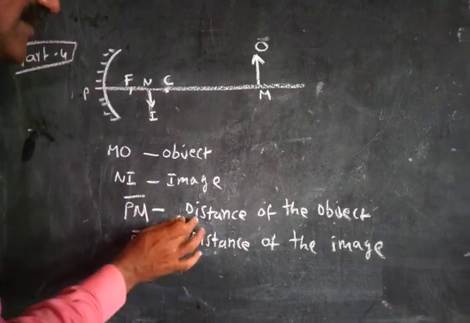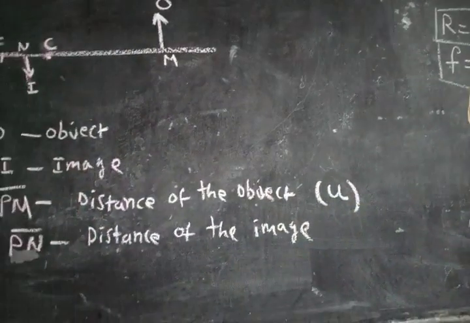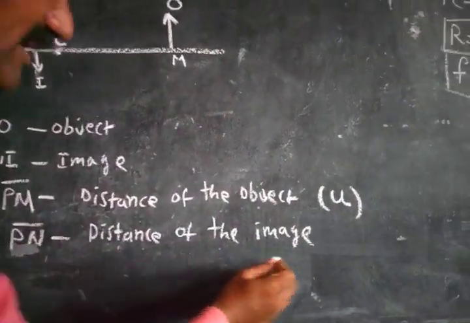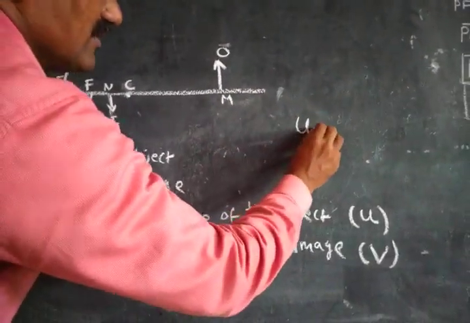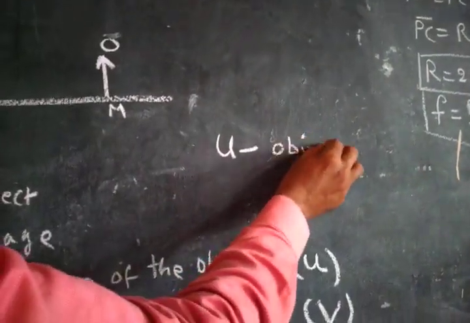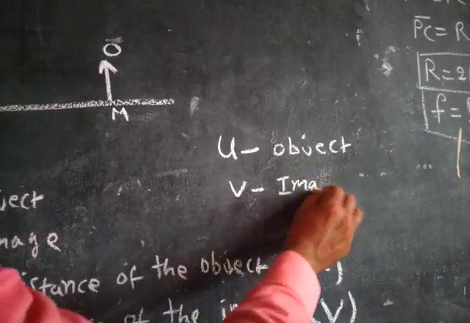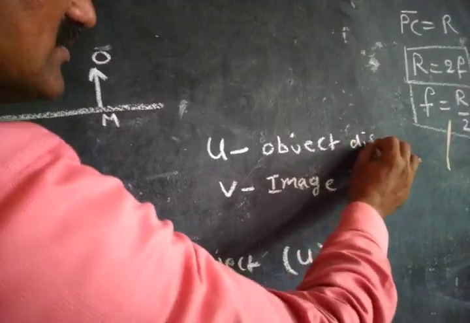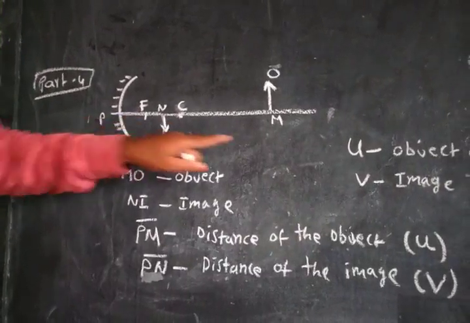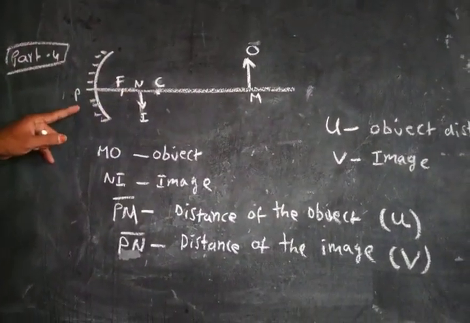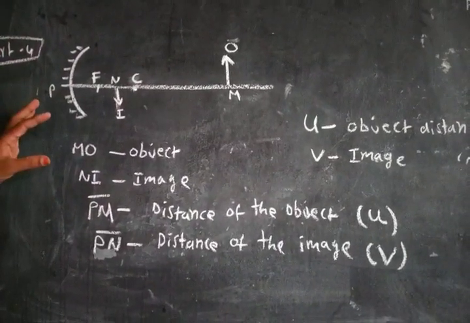Object distance is denoted by U, and distance of the image is denoted by V. Always U is the object distance, V is the image distance. These values must be measured from the pole only. With the help of these notations, we have to draw the ray diagrams and find the image.